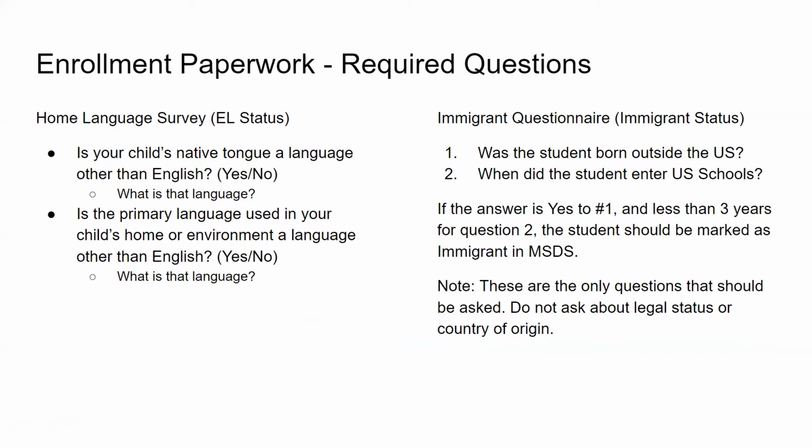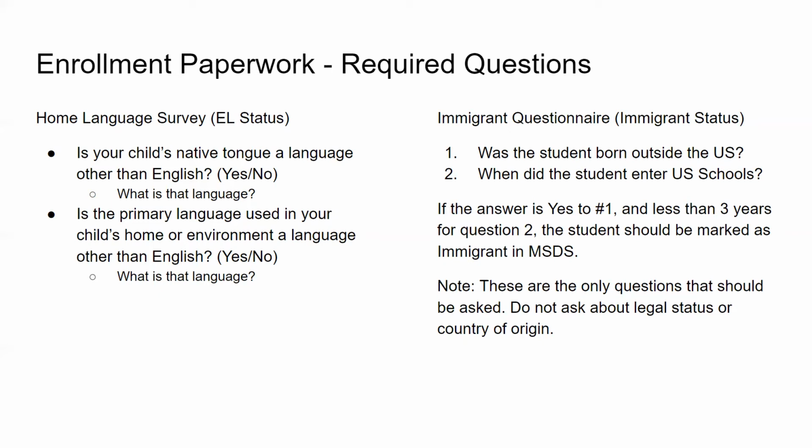Whether you use paper forms or electronic forms, both of these items are requirements from the federal government. It's okay if the exact language on your forms is slightly different, as long as it conveys and gathers the same information. The questions for the home language survey are, is your child's native tongue a language other than English? And if families answer yes, what is that language? And the next question is, is the primary language used in your child's home or environment a language other than English? And if yes, what is that language?